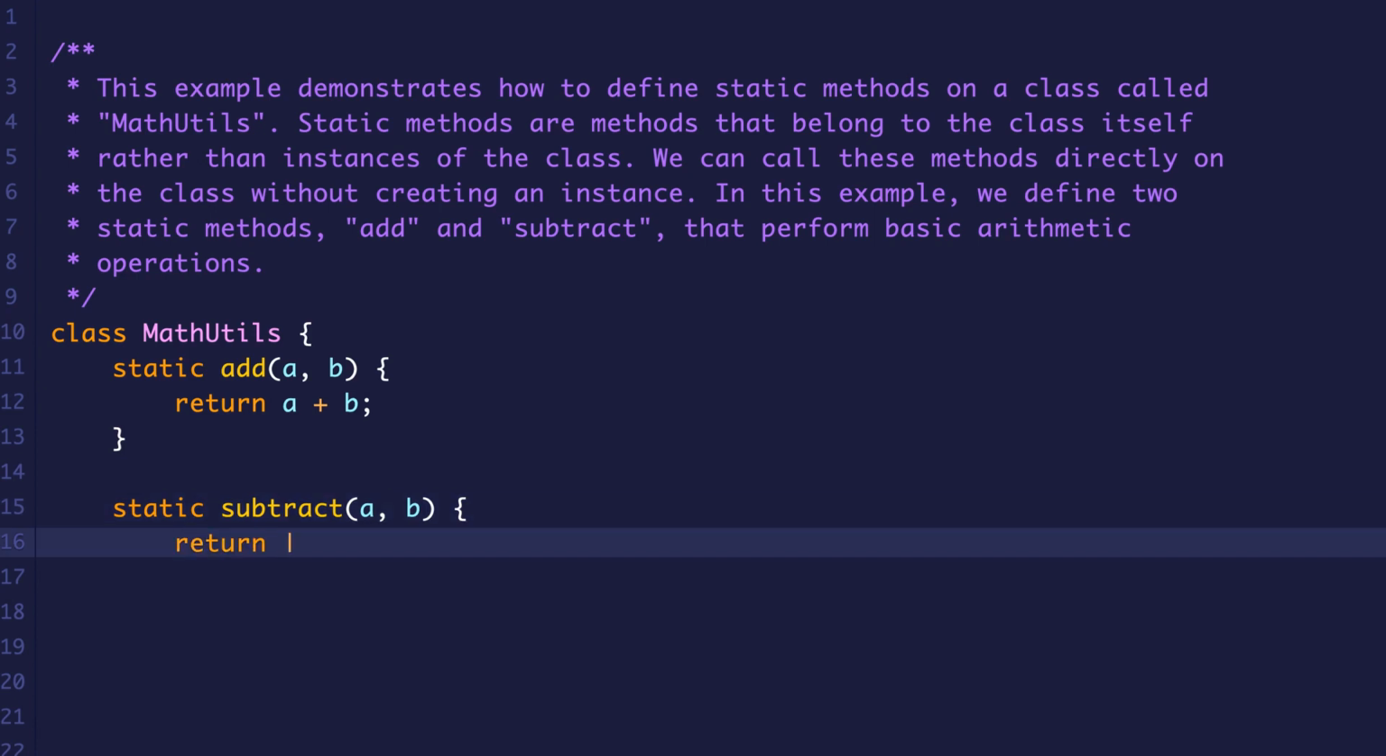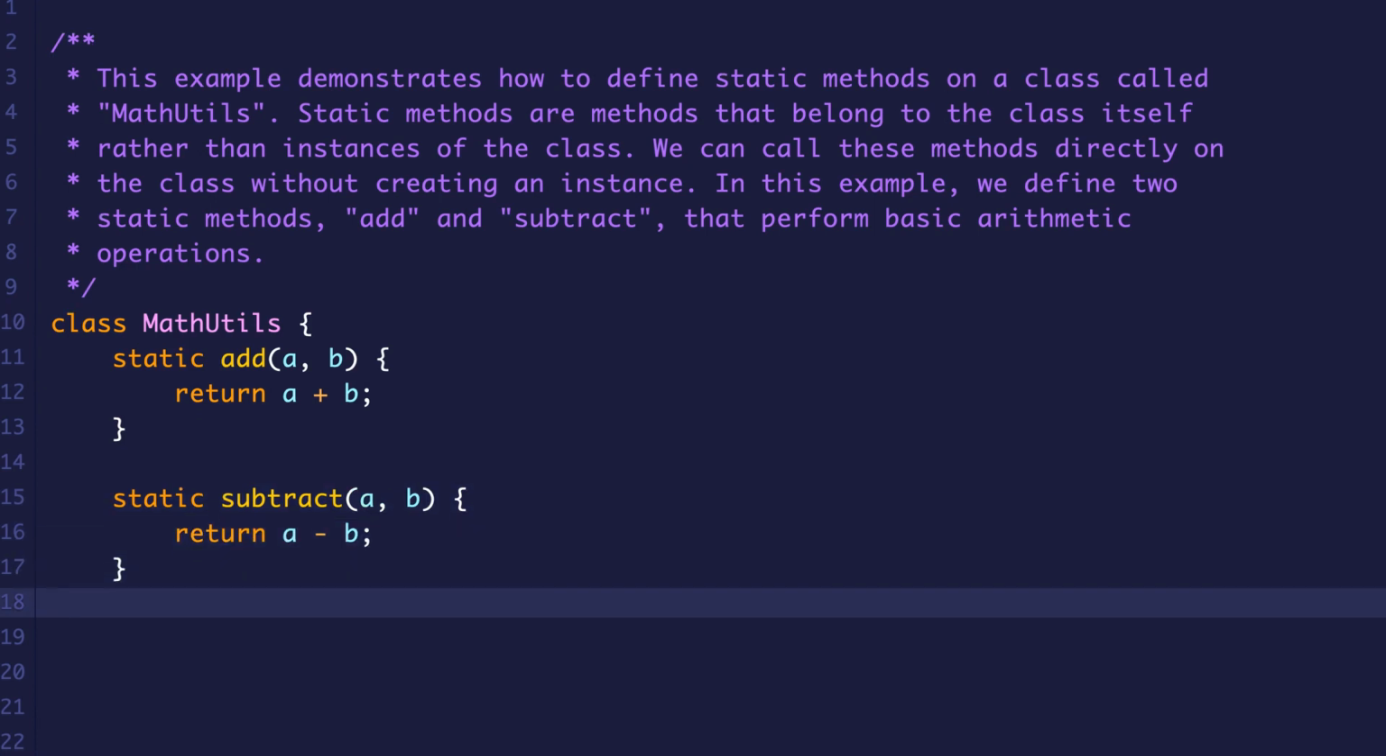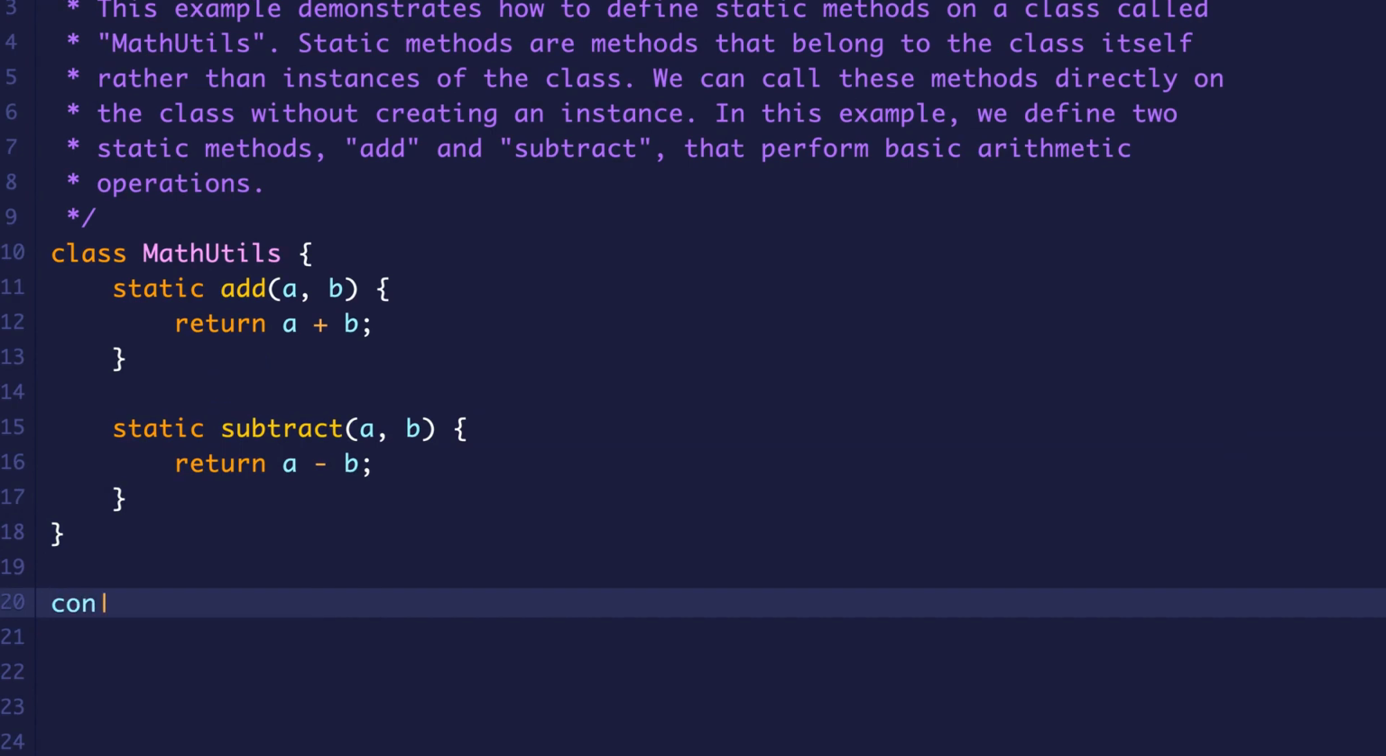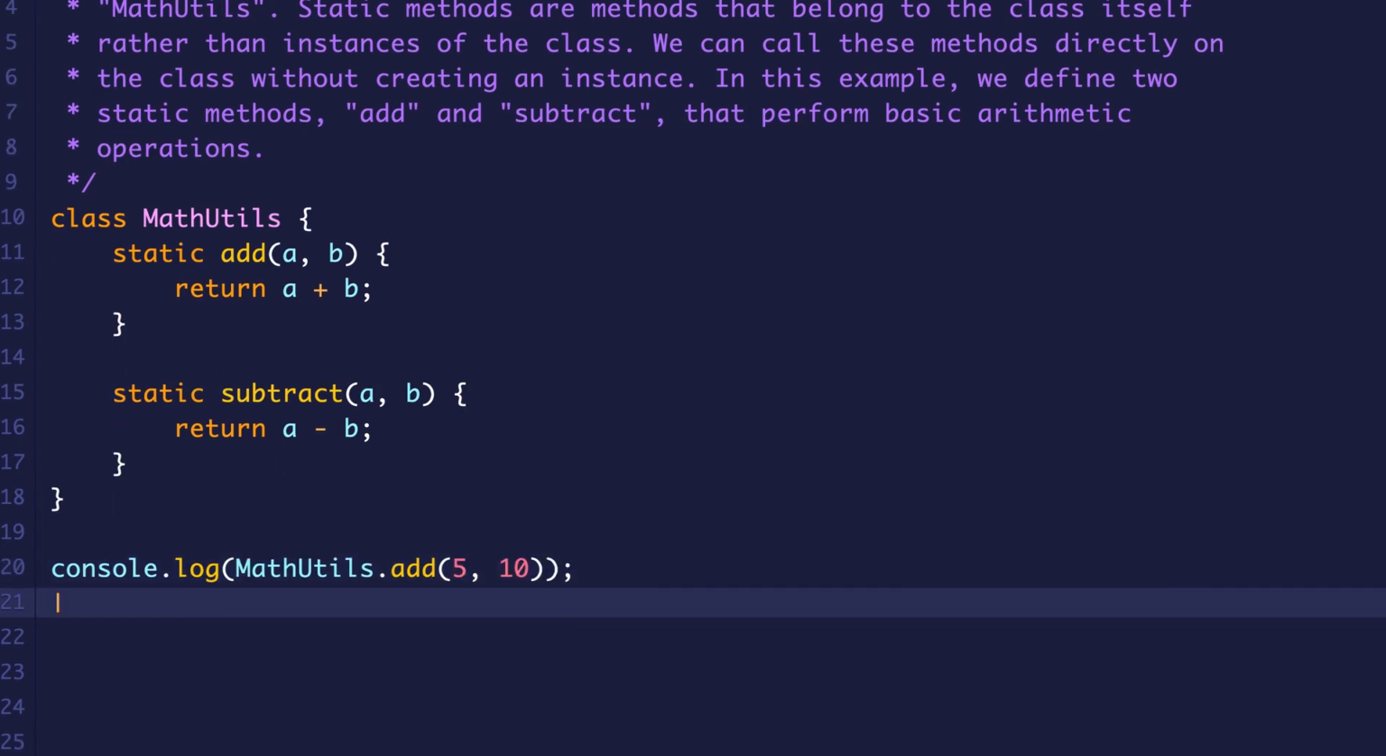Static methods are methods that belong to the class itself rather than instances of the class. We can call these methods directly on the class without creating an instance. In this example, we define two static methods, add and subtract, that perform basic arithmetic operations.